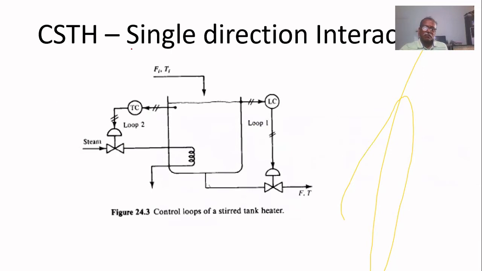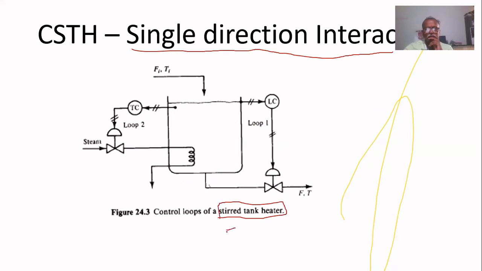Here is an example for that interaction. This is a CSTR. In that, we have to continuously stir the tank reactor. In that CSTR, we want to control two process variables. One is the level, and another one is the temperature.